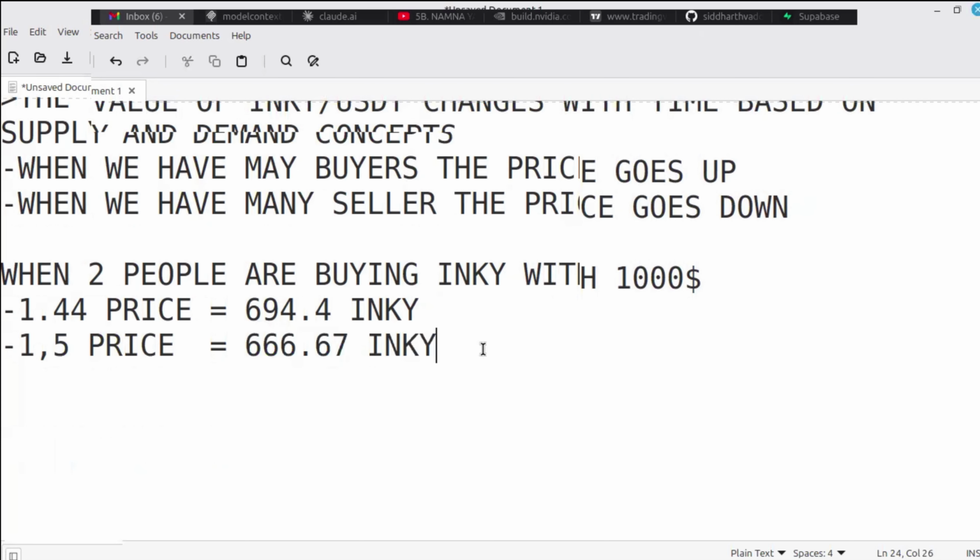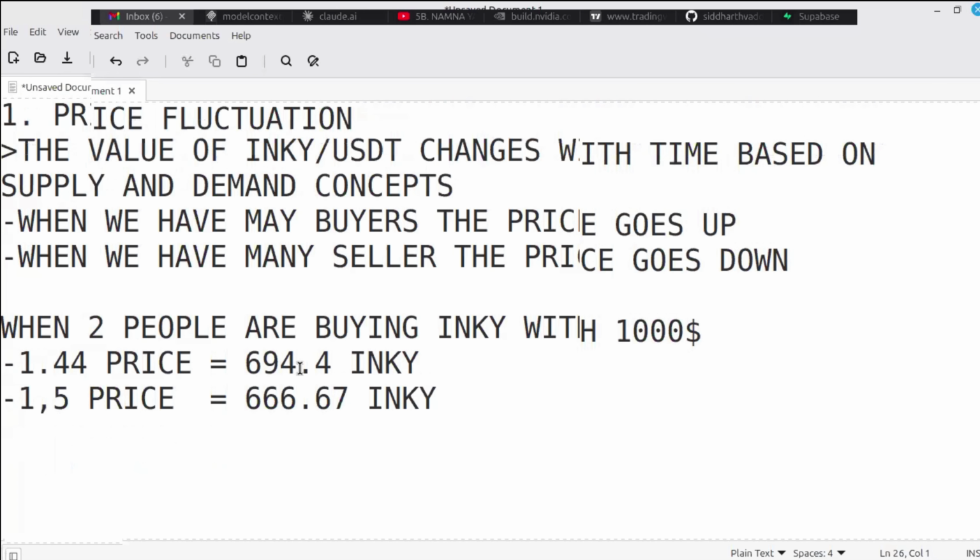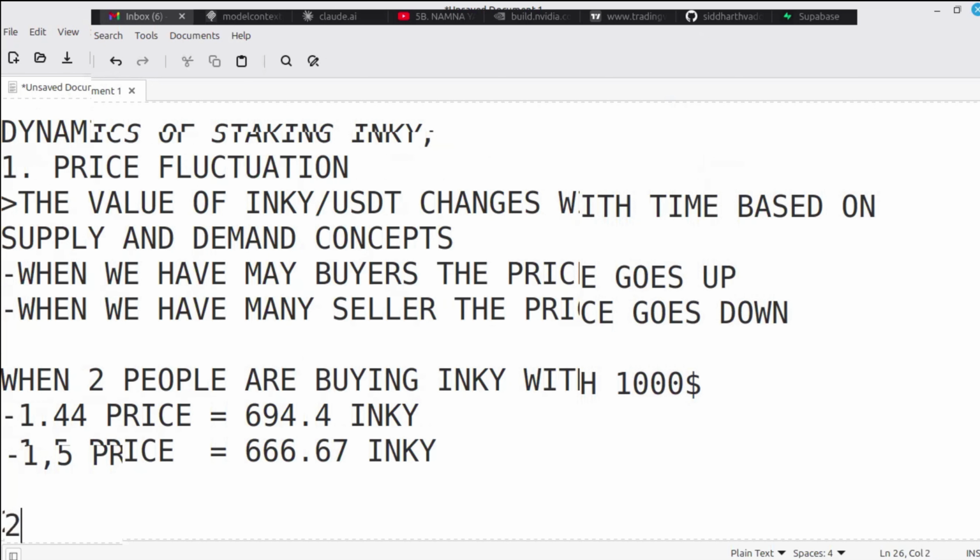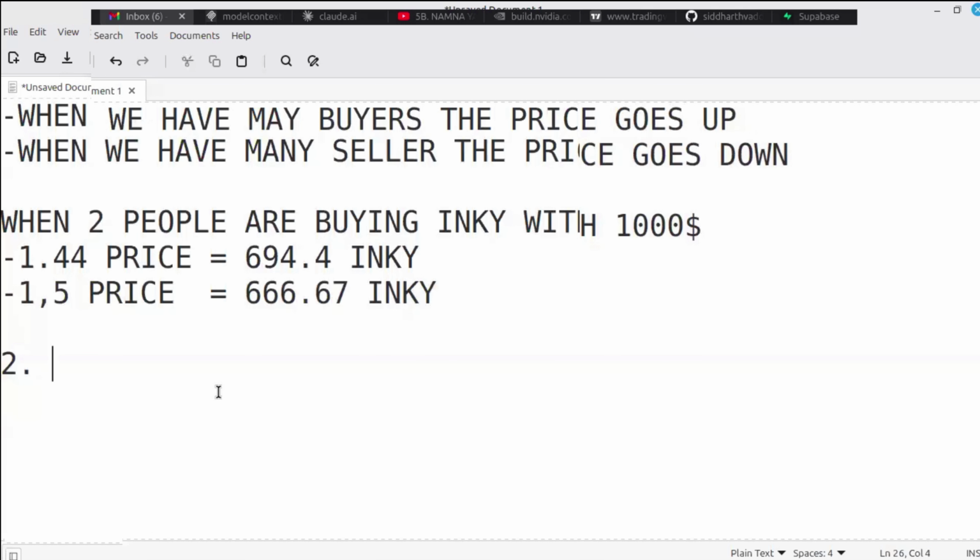So that's the first dynamic that you are going to face in this business. The second dynamic is, let me find a very good word for it. The first one is price fluctuation. The second one is APY, or let's say return fluctuation.